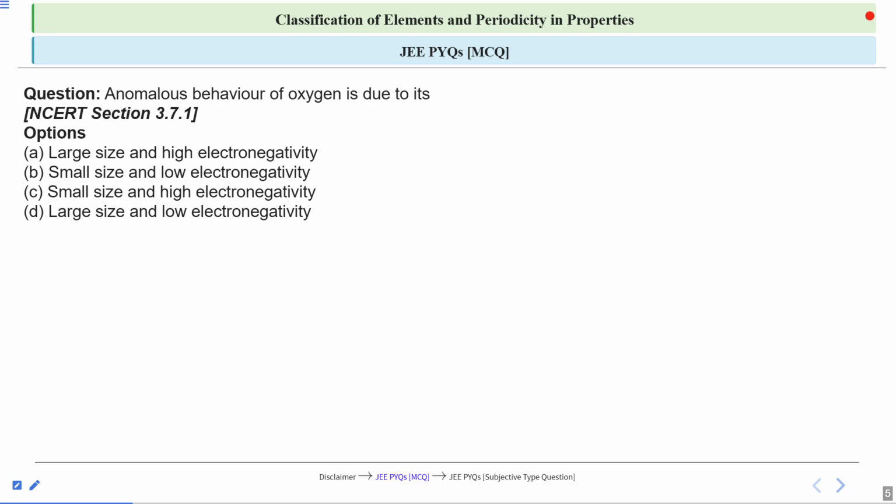Next question. Anomalous behavior of oxygen is due to. So 4 characteristics are given here regarding the size and the electronegativity. You have to say which of these is the correct characteristic of oxygen due to which it is showing an anomalous behavior. So your time starts now.